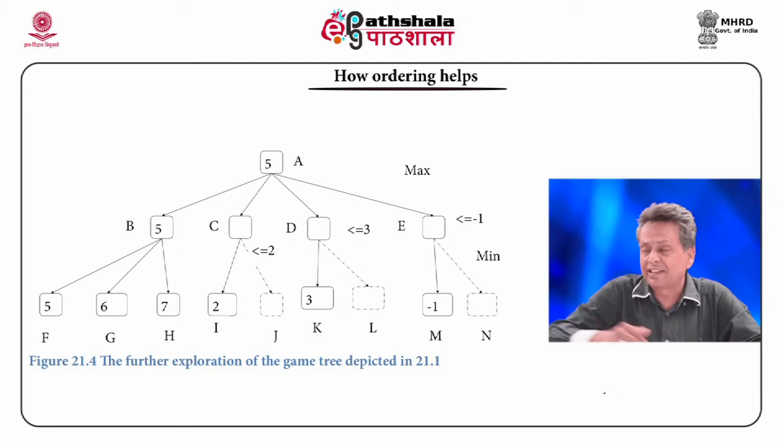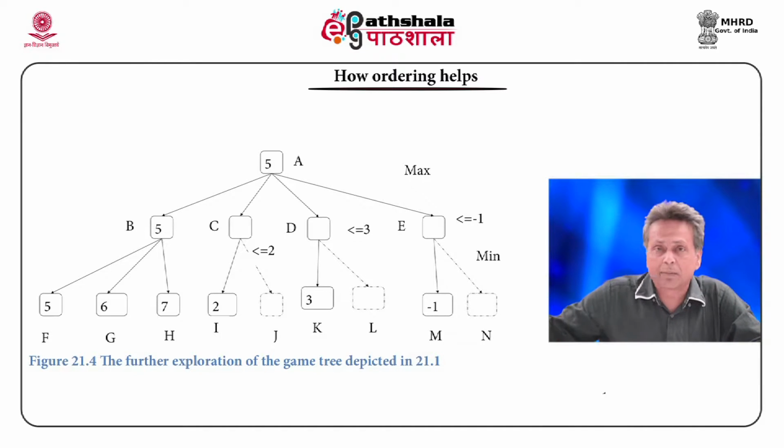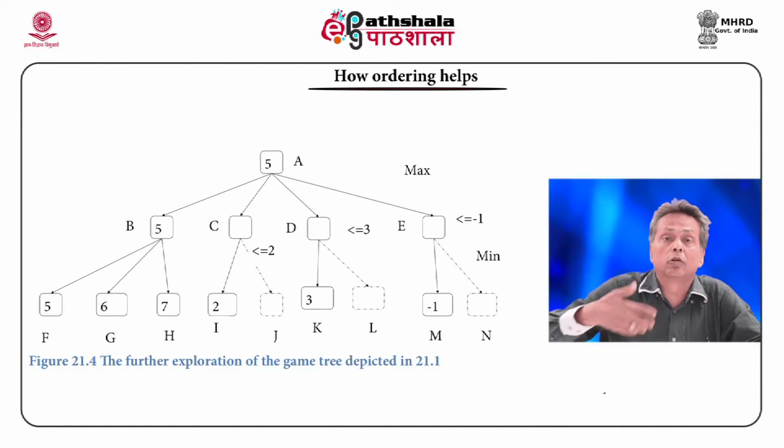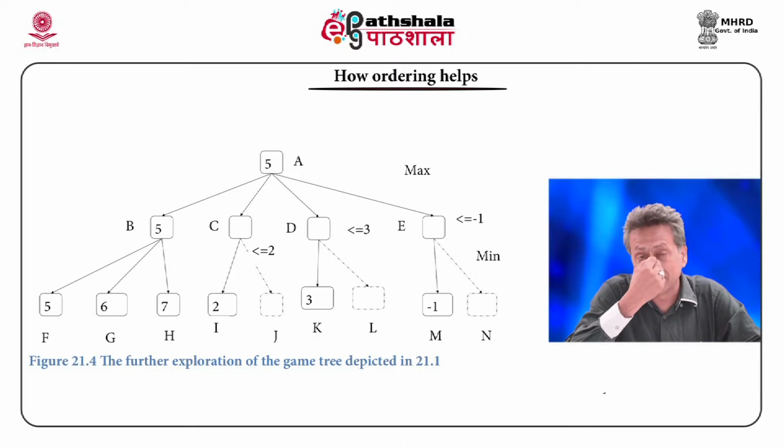Okay, if I had started with E, probably I would have explored all the nodes everywhere, because I start with the worst thing and everything else looks better, so I'll explore everything. So this ordering is actually very, very important in this case. But then how will you get this order right?